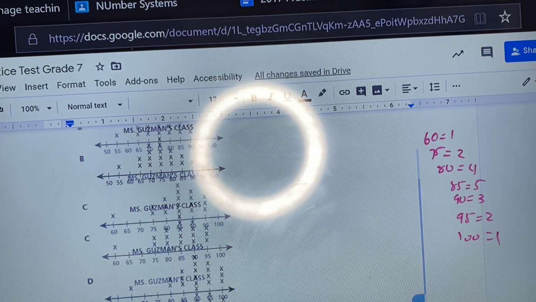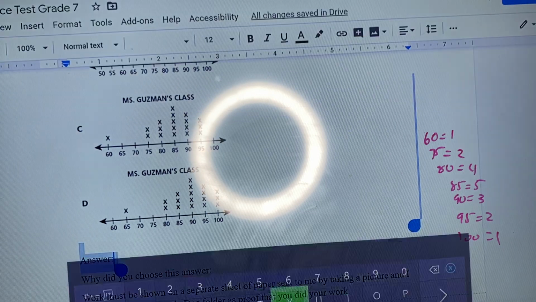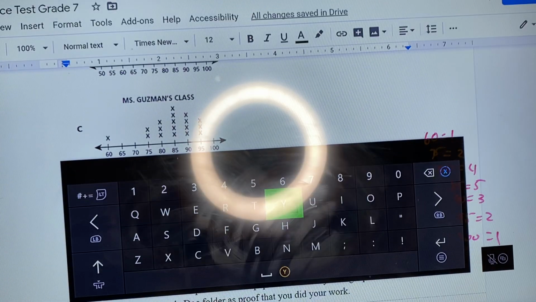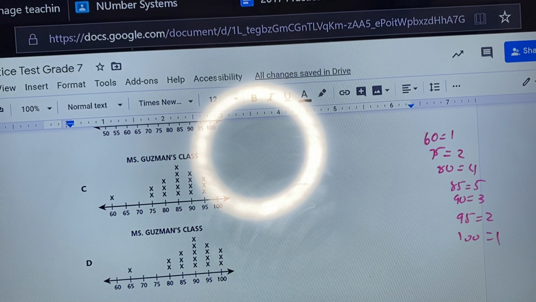And again, you put your answer here, D, and then why do you choose the answer? Looking back at the video and my explanation, you could write that here.